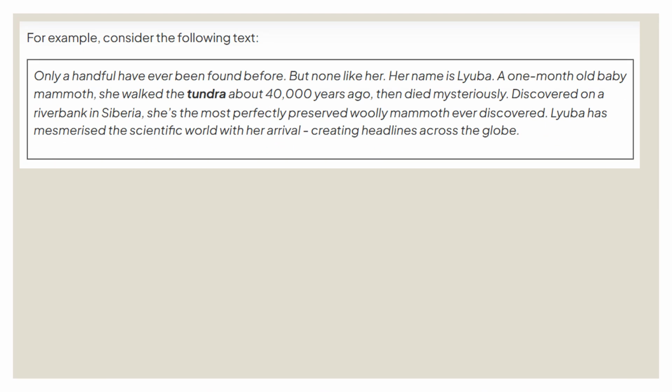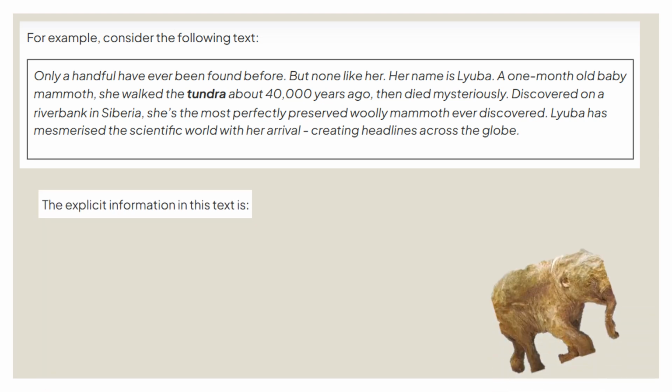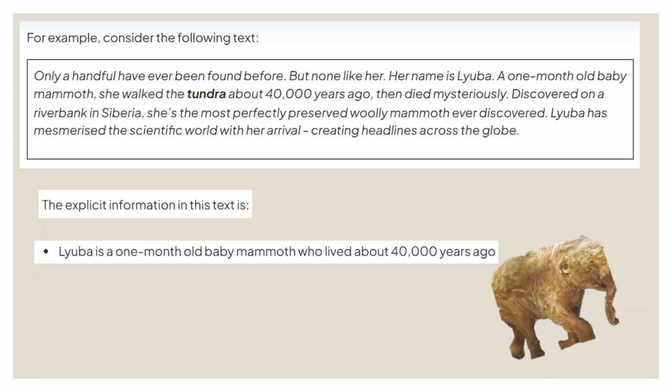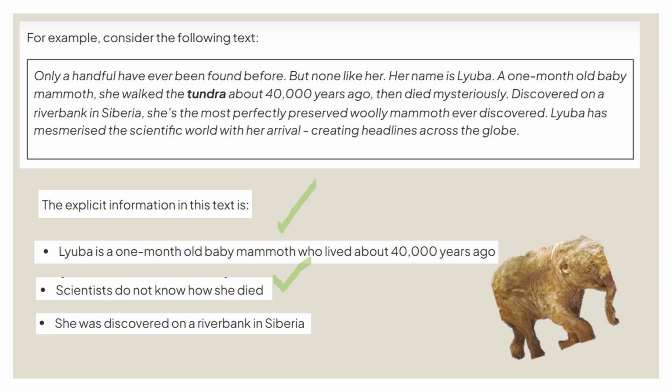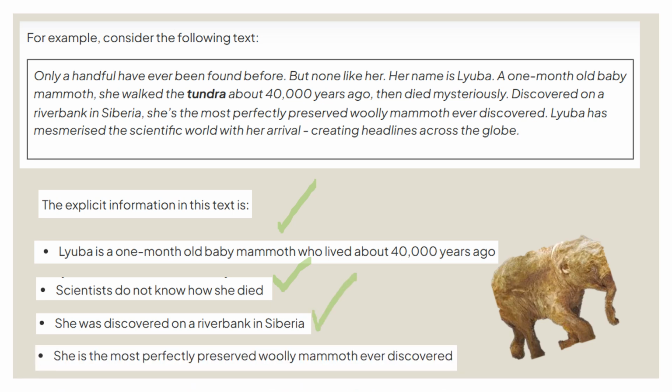Now see to it that the writer's choice of the word is really intentional. If we look for the explicit meaning in this text, we will find what is clearly stated: that Luba is a 1-month-old baby mammoth who lived about 40,000 years ago. Scientists do not know her cause of death, and she was discovered on a riverbank in Siberia, and she is the most perfectly preserved woolly mammoth ever discovered. Now, these are the explicit meanings which are directly stated in the text.